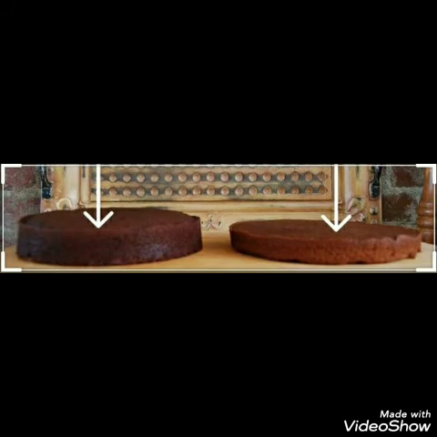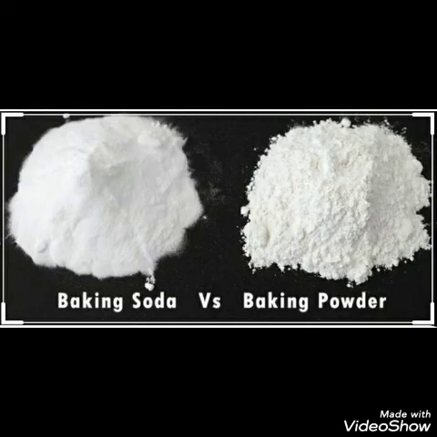If baking powder is not added in the preparation of the bakery products, then these products will be hard and small in size. Children, here you need to remember that baking soda is very different from baking powder. Baking soda is a single compound, which is sodium bicarbonate. On the other hand, baking powder is a mixture of sodium bicarbonate, which is the baking soda, and a solid edible acid such as tartaric acid or citric acid.